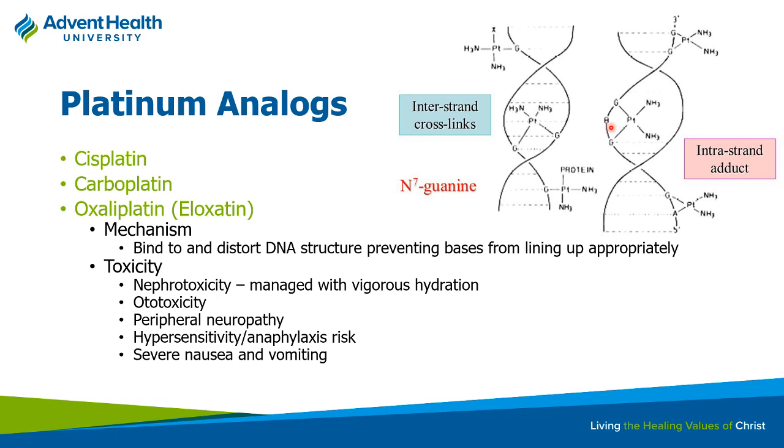Also, this one also causes ototoxicity as well. So you have to check for hearing, again, a baseline and follow-up to see how that's progressing. Peripheral neuropathies are also a risk. Hypersensitivities. And again, these are some of the worst ones in terms of causing nausea, vomiting. These are very, very severe emetogenic potential with these ones.